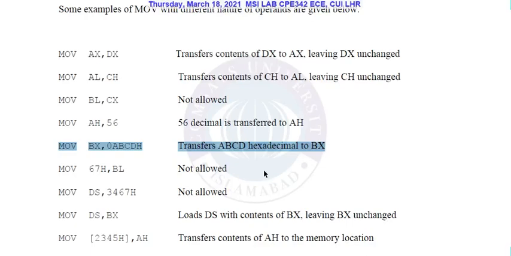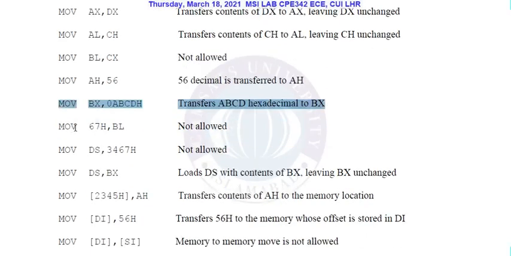Basically, ABCD is a 16-bit value, and you also know that the BX register has two parts. One is the BL part and the second one is BH. The BX register has two basic portions, the lower and higher part. So you can see the CD value in the lower part and the AB value in the higher part.